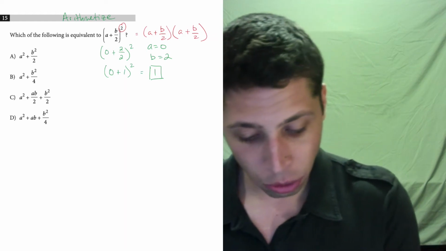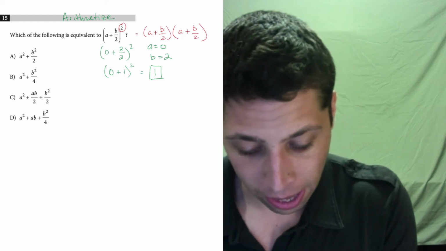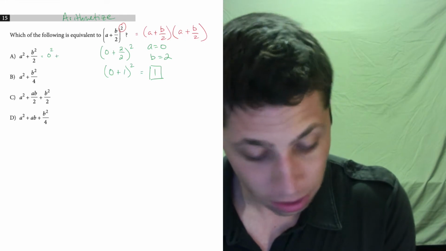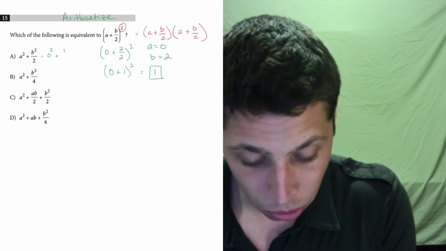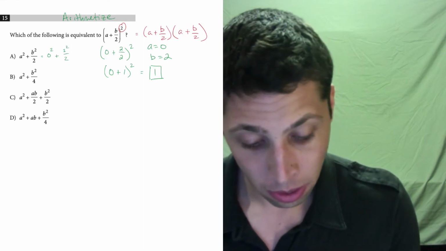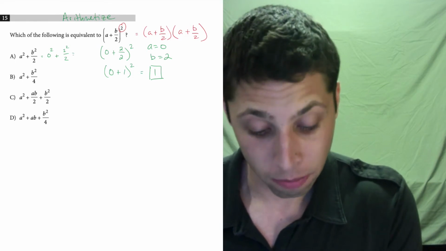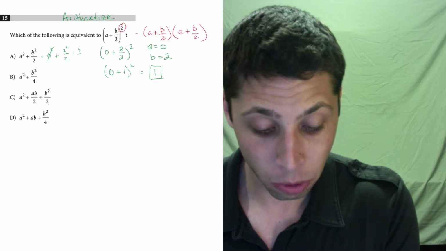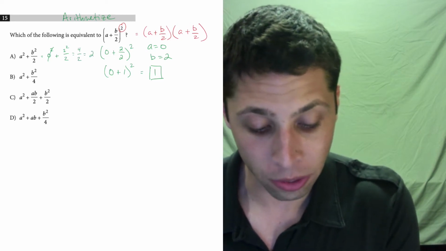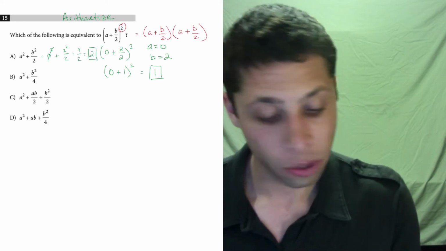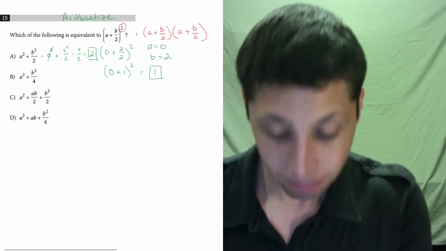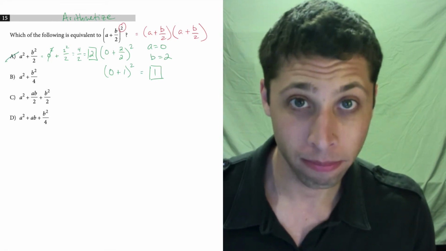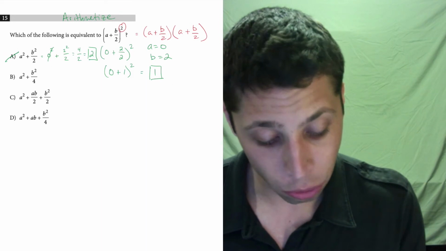So if I do that in choice A, I'd have 0 squared plus 2 squared over 2. 0 squared is 0, so that goes away. 2 squared is 4, so that's 4 over 2, and 4 over 2 is 2. So 2 is not equal to 1. Choice A is wrong. I have to do this for all of the choices.